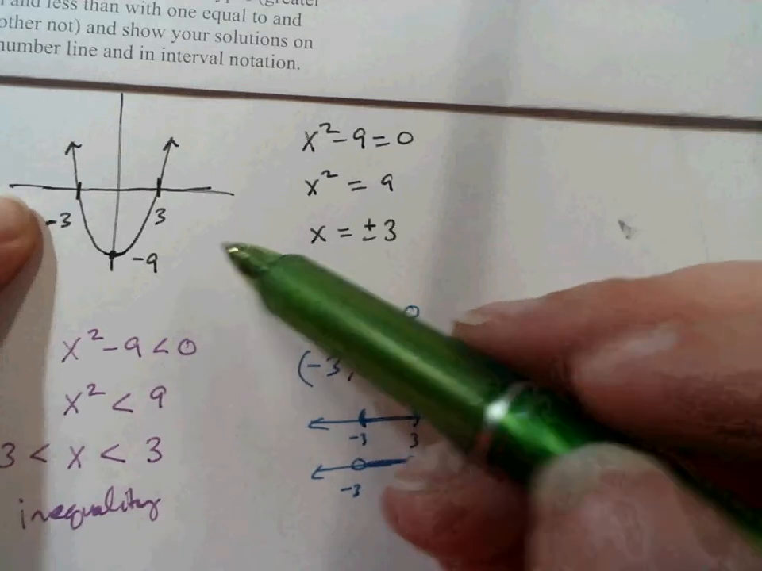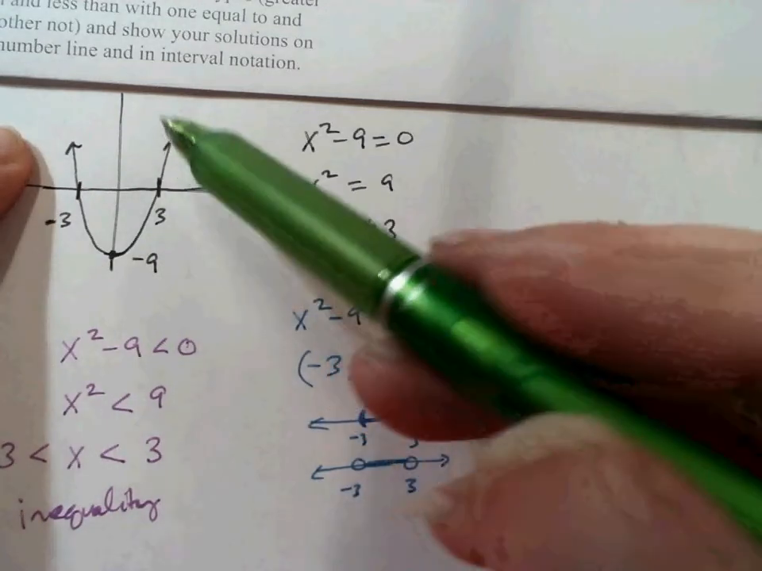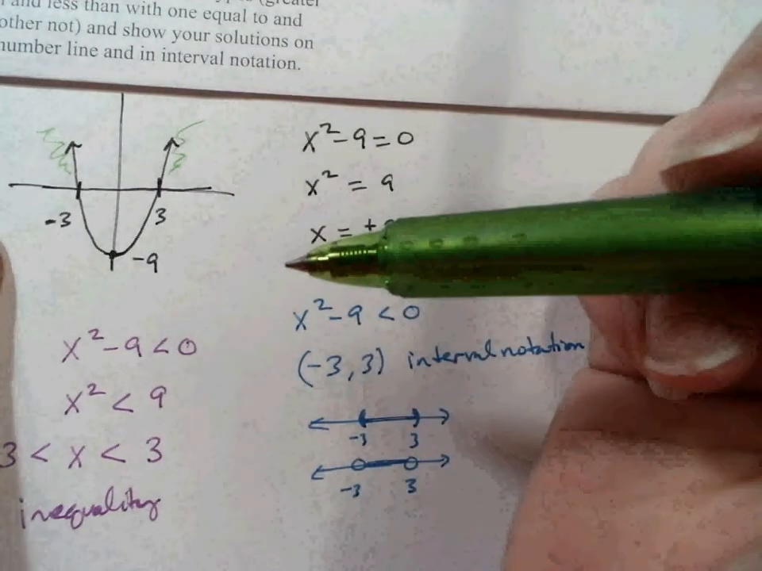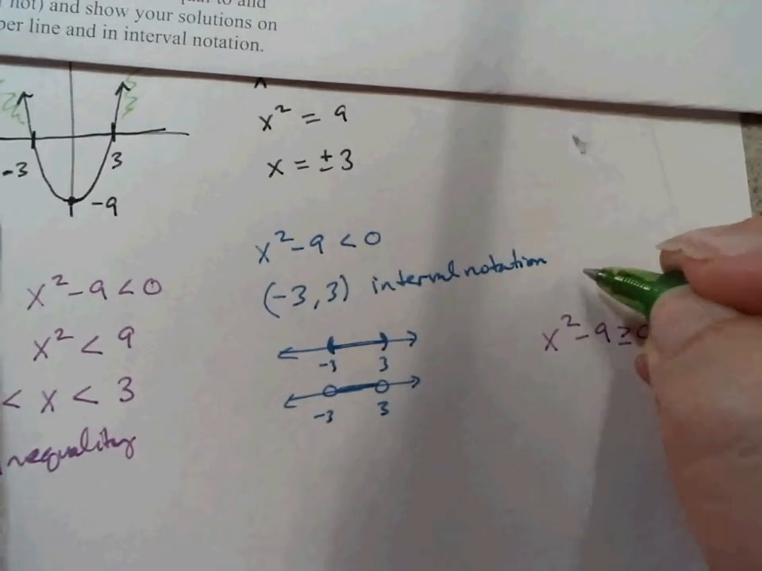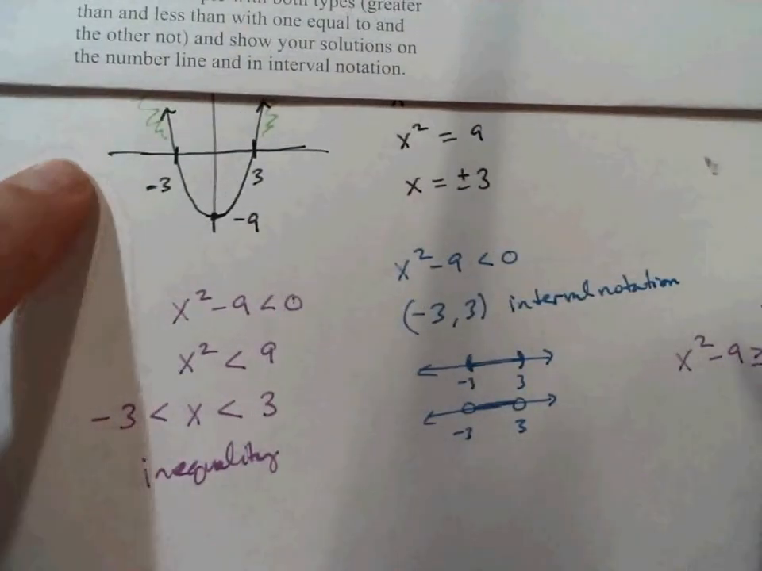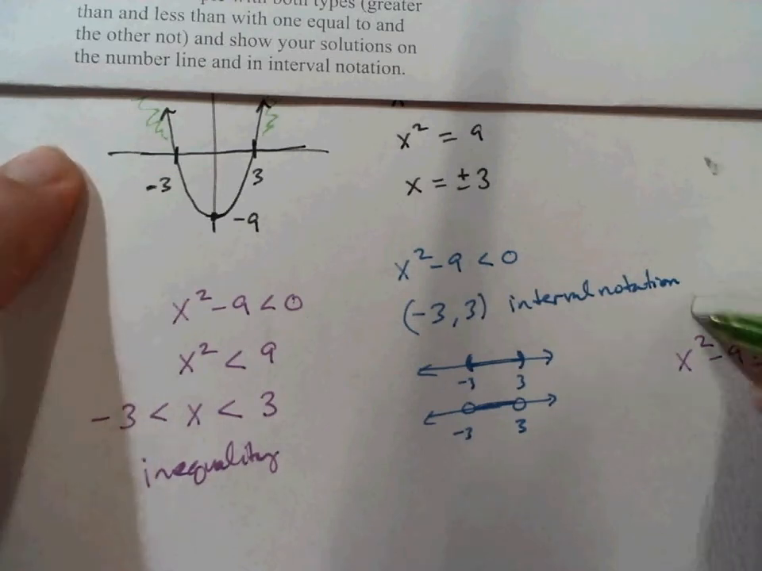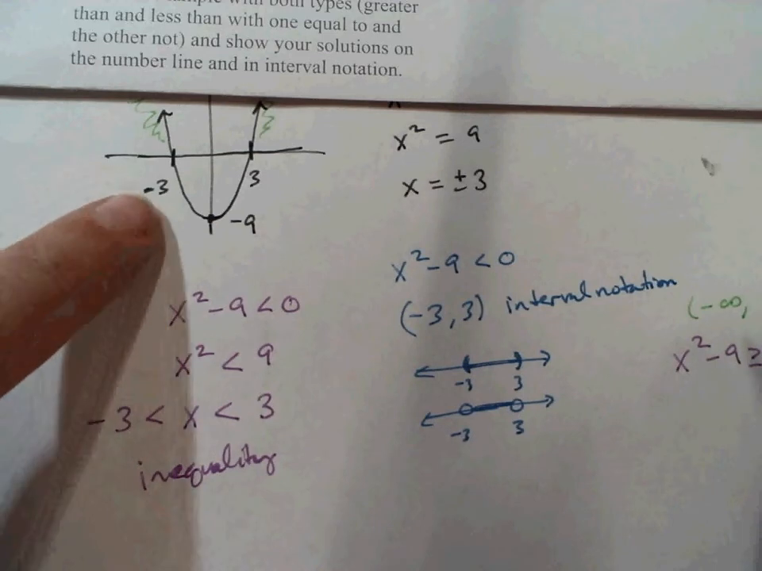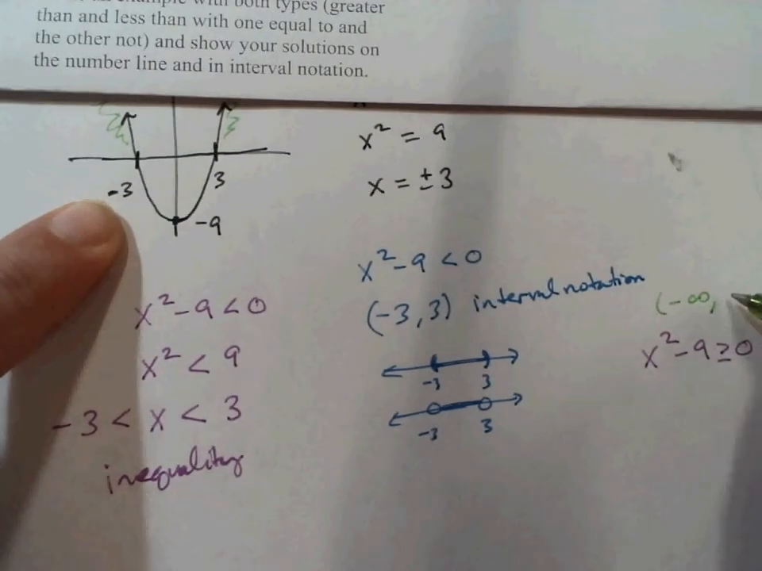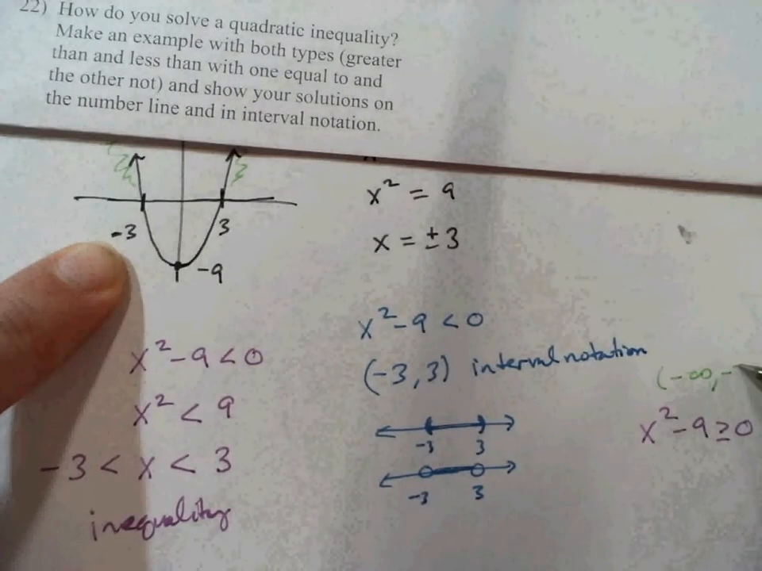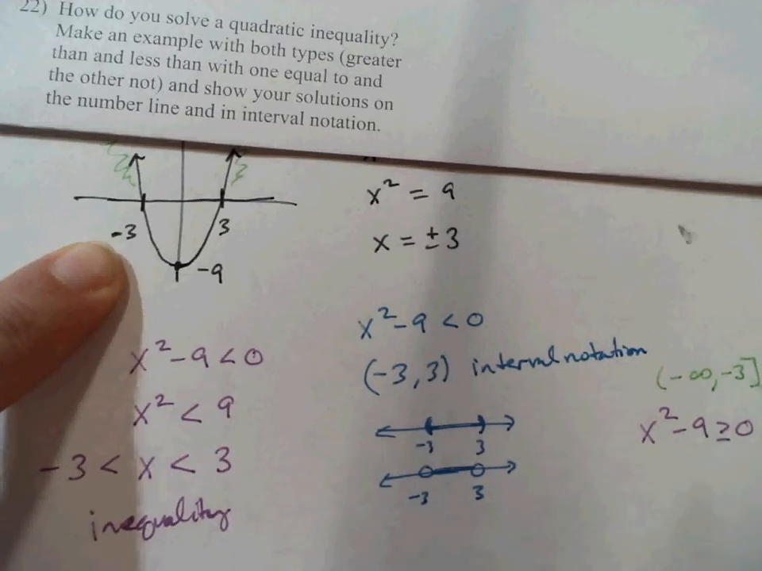Okay, so including the 3's. Is it below or is it above? Above. So we're actually talking about all this space and all this space, right? So what would my answer be? Starting at what? Way over here, starting at negative infinity. All the way until what? Negative 3. And then including it.